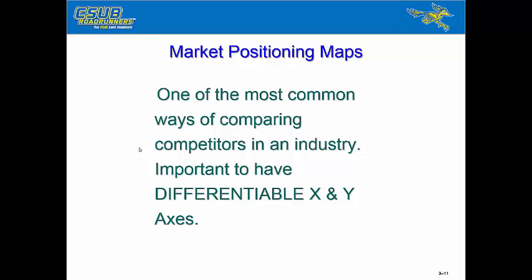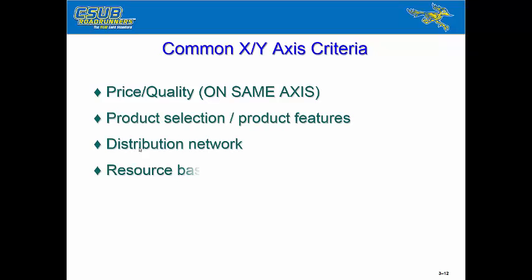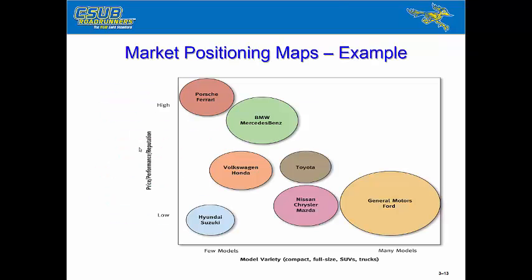Market positioning maps. I was starting to go over this. One of the most common ways of comparing competitors in an industry, you want to have differentiable X and Y axes. Some of the common criteria to use for your X and Y axes in a market positioning map are listed here. And then that gets us back to the current slide now that I've clicked record on the machine here.